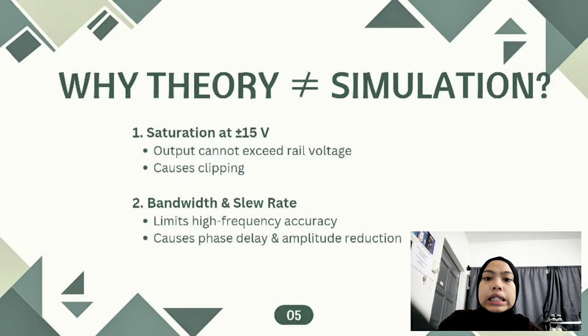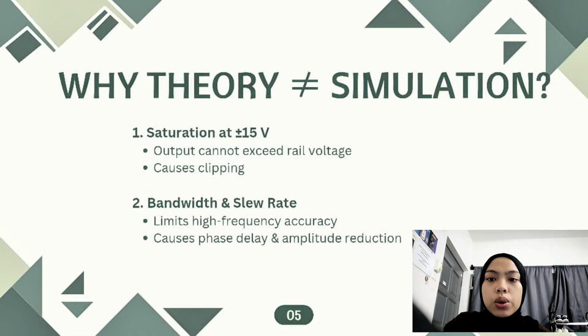The difference between the theoretical and simulated results can be explained by 2 main principles. First, output saturation occurs when the calculated output is larger than the supply rails. This explains the clipping in the inverting amplifier.